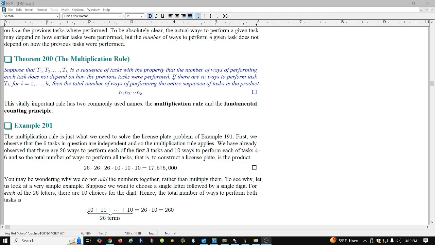Let's look at the first example. This again is the license plate problem. We've already discussed there are 6 tasks. They do enjoy the required independence. The number of ways, for example, to pick the second letter does not depend on how the first letter was chosen. And that's because you can use the same letter more than once. And similarly for the other tasks, they have this independence that's required. And so we multiply 26 times 26 times 26 times 10 times 10 times 10. 17,576,000 California license plates.